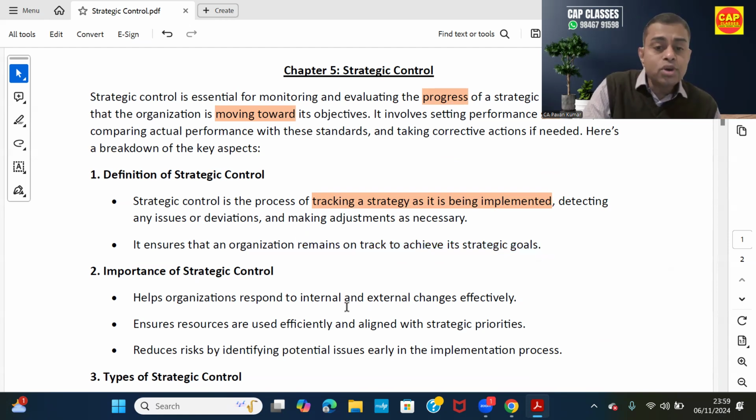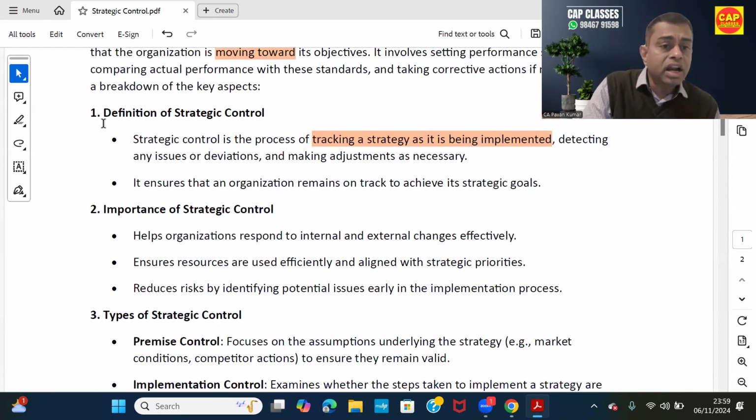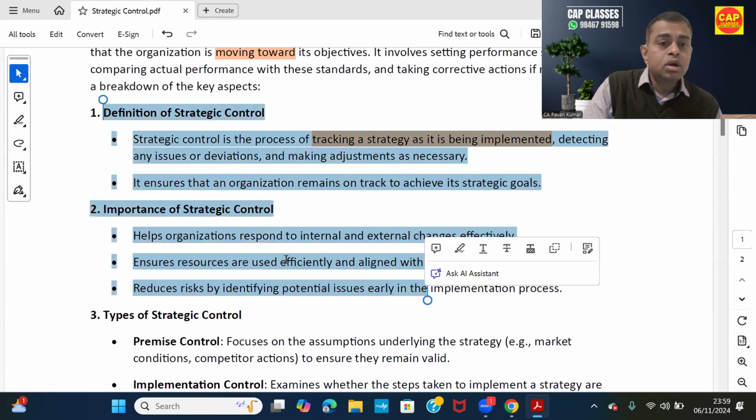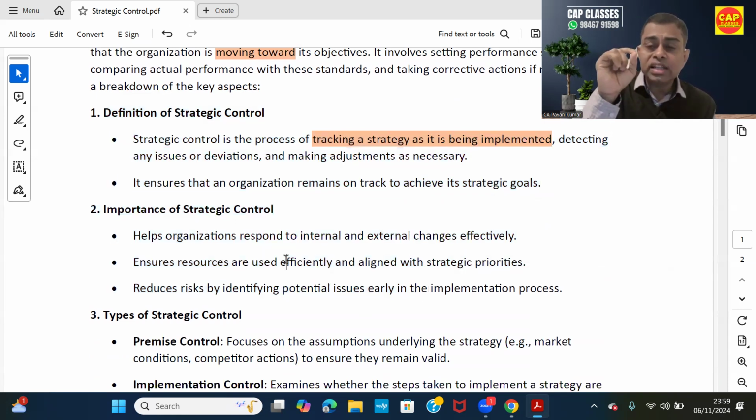So now I'll give you 20 seconds of time. Read point number 1 and 2. What is strategic control? What is the definition? What is the importance? These two I want you to read.